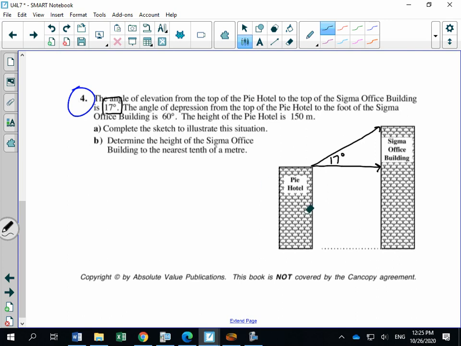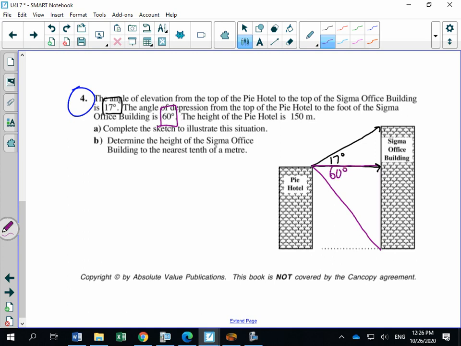Then what I want you to do, without even reading the question, the people up here could also look down, right? So the people at the top of this building could also look down. So I want you to draw your line going down. And see if you could figure out the depression. So those people, they could always look ahead or they could look down. So it says the angle of depression from the top of the Pi Hotel to the foot of the Sigma building is 60 degrees. Who thinks they know where to put 60 degrees? You guys, look up here. 1 or 2? 1. 60 degrees goes here.